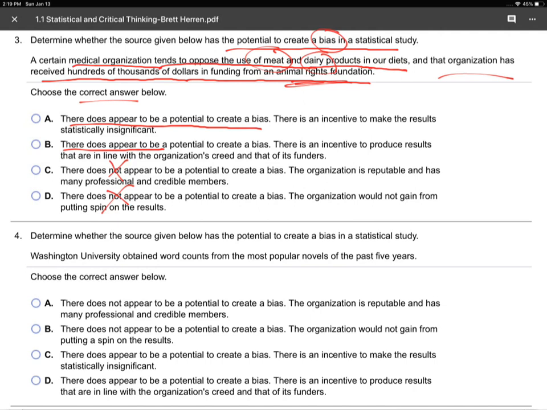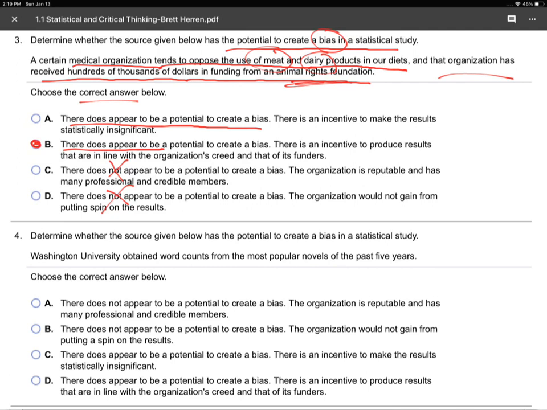It's either A or B. Good so far? Now let's see, I don't know which one it is. So there does appear, okay, now what's there is an incentive to make the results insignificant? No. They're trying to, there's an incentive to make them, so that's not A, it's B.